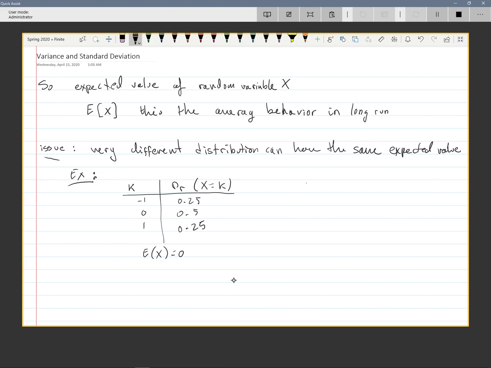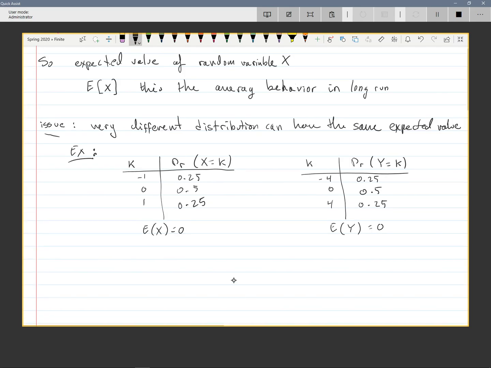We could also have k and the probability that Y equals k. This is another random variable. Let's have minus 4, 0, and 4, and again the same probabilities, 0.25, 0.5, and 0.25. Again, the expected value of Y equals 0. But they look very different, right?